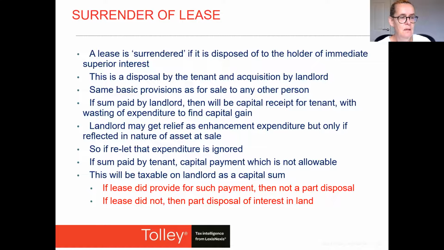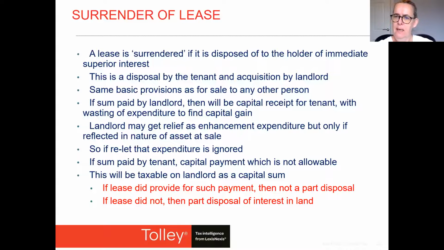That is not the case, then it would not be a part disposal. What if the landlord chooses not to merge the lease into its freehold after a surrender? This is not automatic. Well, you say it's not automatic.